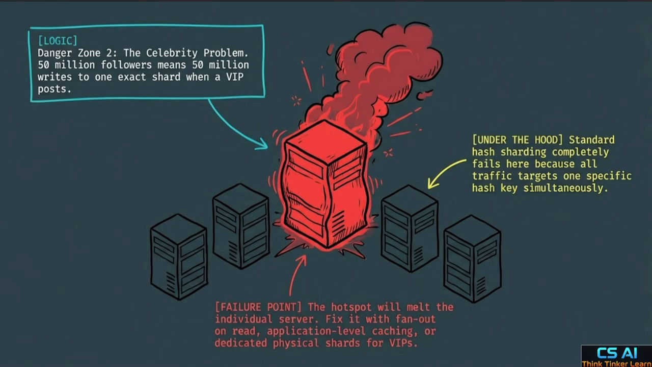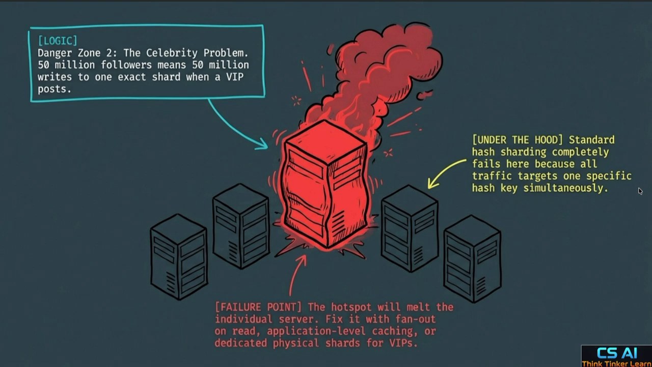Next, we face danger zone 2, the celebrity problem. The logic is straightforward. 50 million followers means 50 million reads to one exact shard when a VIP posts. This creates an extreme hotspot. Under the hood, standard hash sharding completely fails here because all traffic targets one specific hash key simultaneously, overloading that single server. The failure point highlights that a hotspot will melt the individual server.